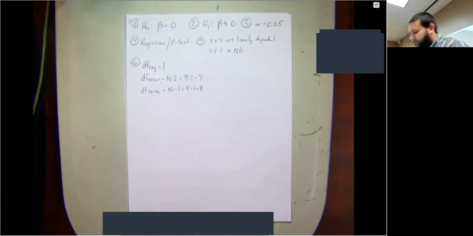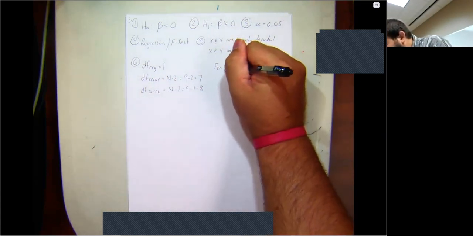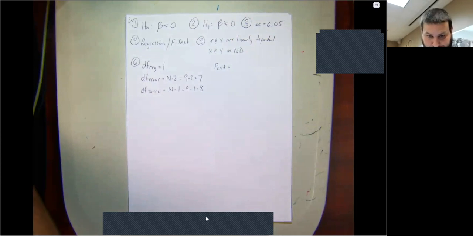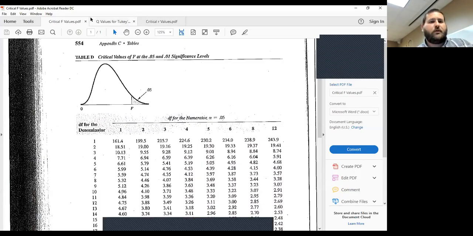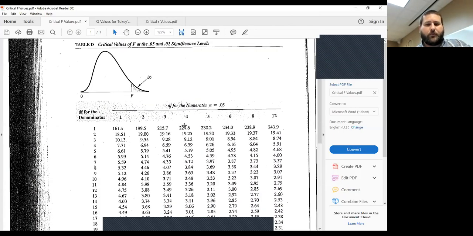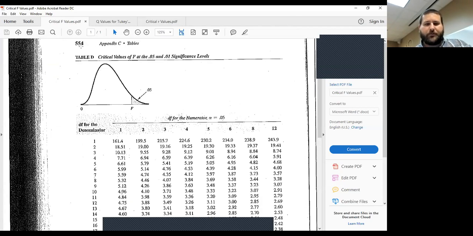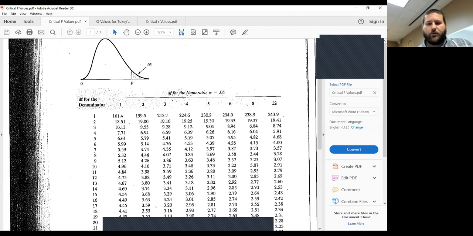All right, so the critical value, F crit. What is it? Let's go look it up. So here is the table of F values. This, by the way, is page 554 in your textbook. Degrees of freedom for the numerator is 1. That's degrees of freedom regression, right? Degrees of freedom for the denominator is error, that is 7. So go down 7 over 1. We've run into this in another example. 5.59 is our F critical.